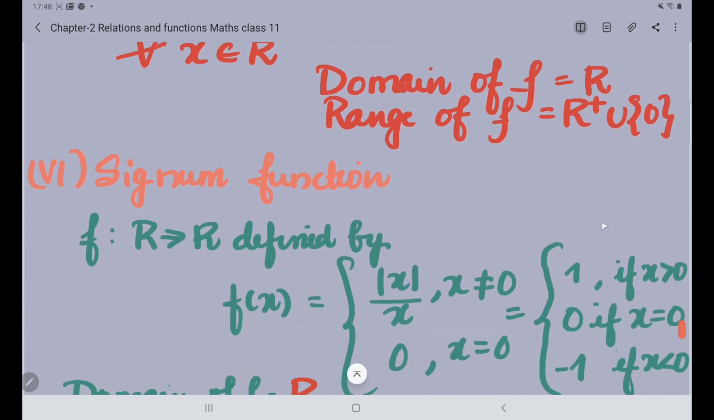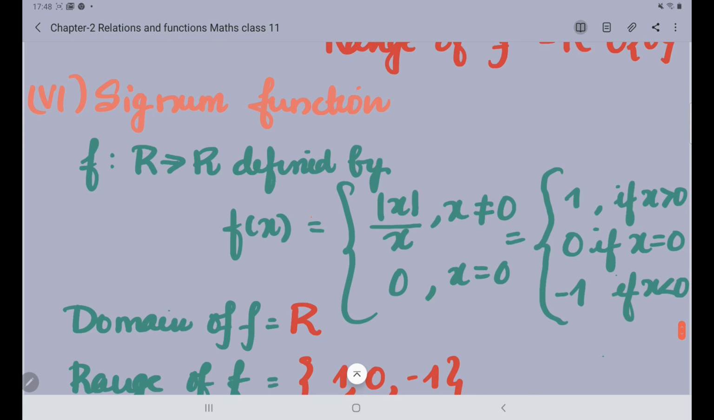Now let's understand what the signum function is. f is a function from R to R defined by f of x is equal to mod x by x, where x is not equal to 0, and 0 if x is equal to 0. So suppose x is less than 0. Then what is the value of mod x? Minus x. So minus x by x, that is minus 1. That is why it takes the value minus 1 if x is less than 0.